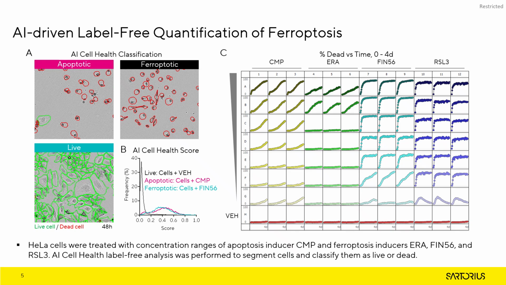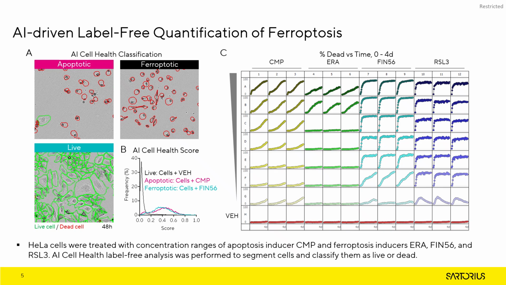If we look at the left half of the figure, this has some representative phase images, and these show that the vehicle cells were classified as live, as you can see by the green segmentation, and that both camptothecin and FIM56 treated cells were classed as dead, as you can see with the red outline there. The histogram displays the predicted dead scores for the live cells, apoptotic and ferroptotic cell populations.